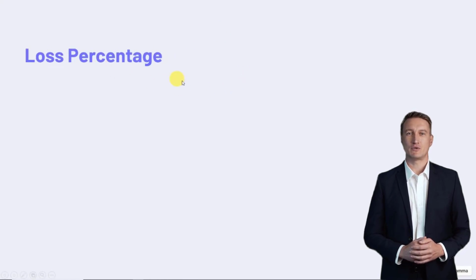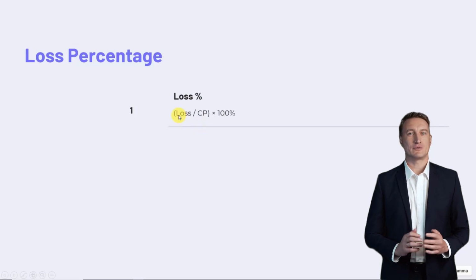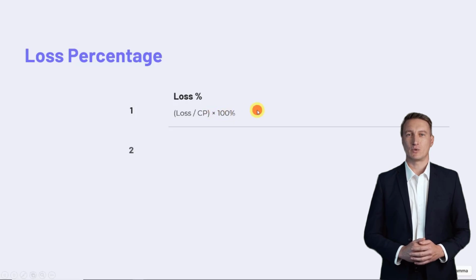Okay, let's look at the loss percentage, right? How to calculate the loss percentage. And of course, the formula would be loss divided by the cost price times 100%. First, you must find out what your loss is, because without your loss, you cannot calculate it. So your loss, they say in this case, is your cost price minus your selling price, right? Although I personally do it vice versa, my selling price minus my cost price.